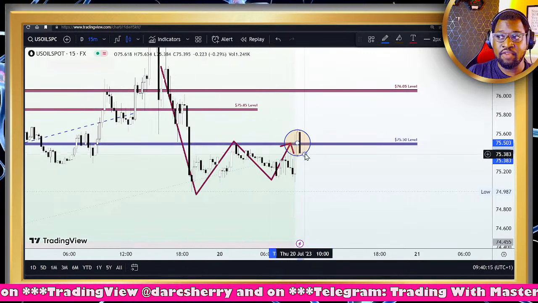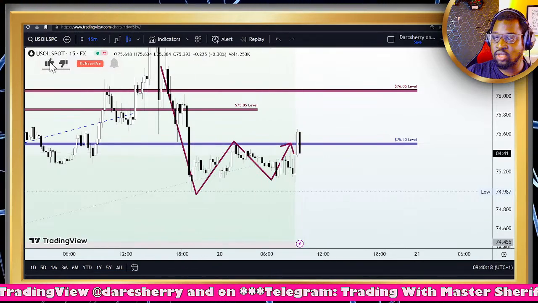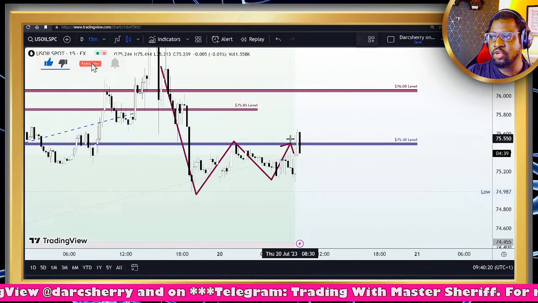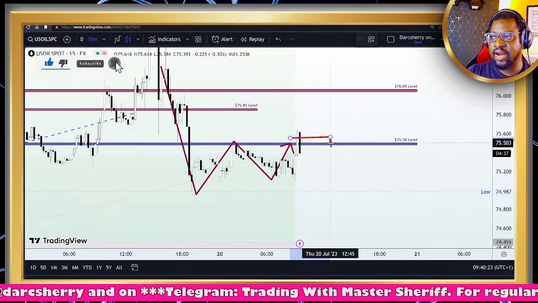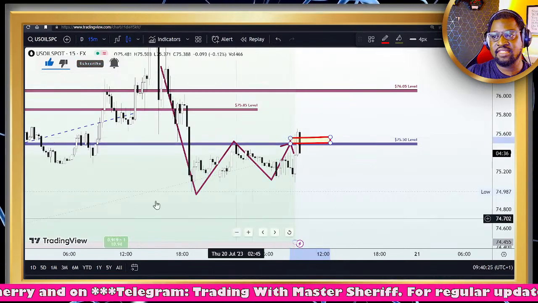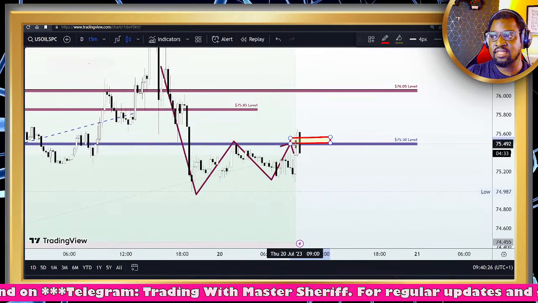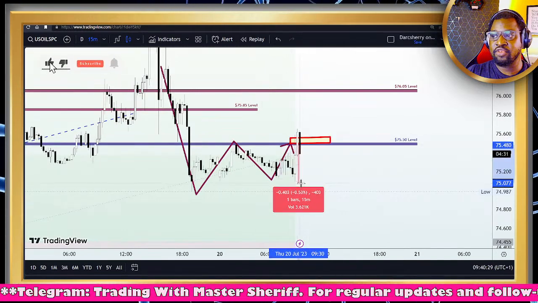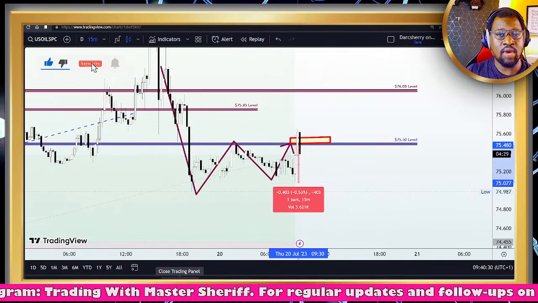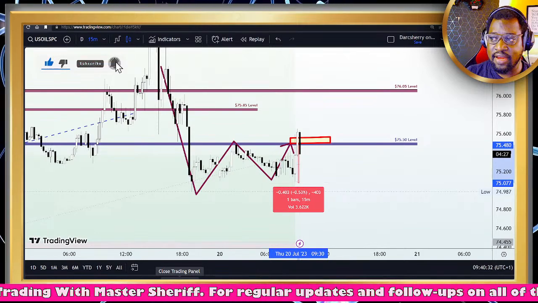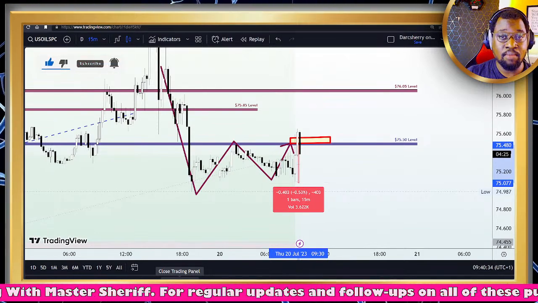So if you are profitable so far this week on the US Oil Spot, then you could place a buy stop order just right above the $75.50 level, with your stop losses sitting somewhere right below the previous low, which will be dovetailing to about 40 pips stop loss thereabout, and let's see how far this move is going to go.